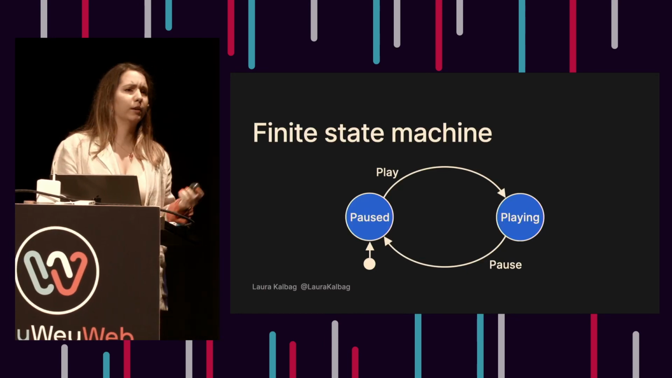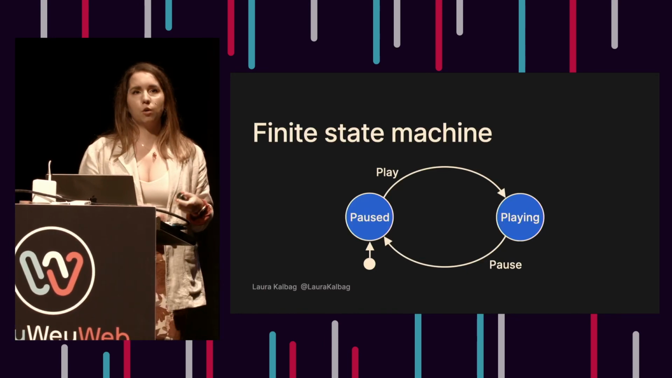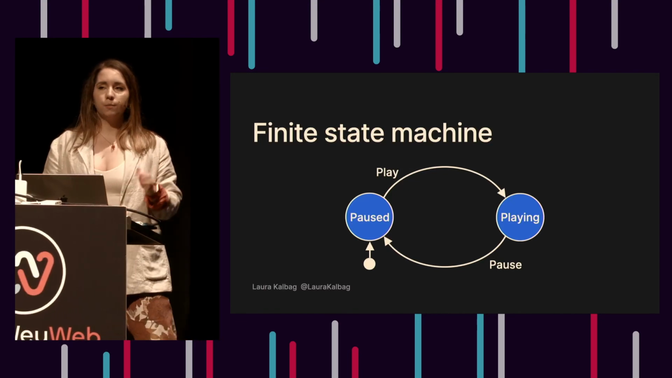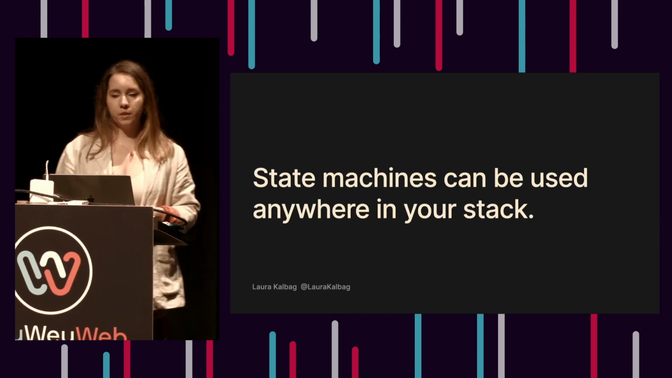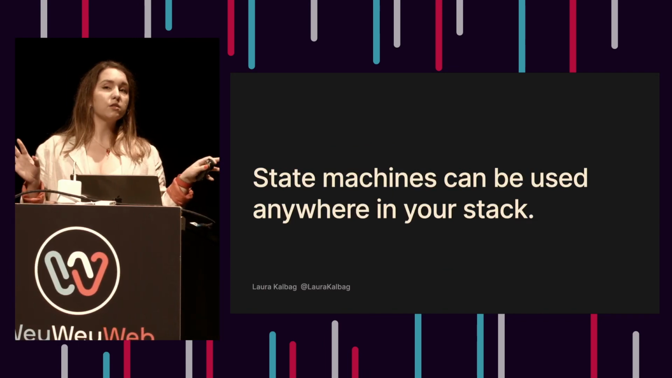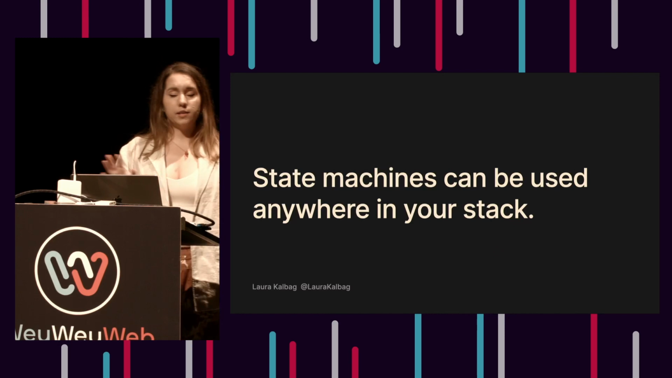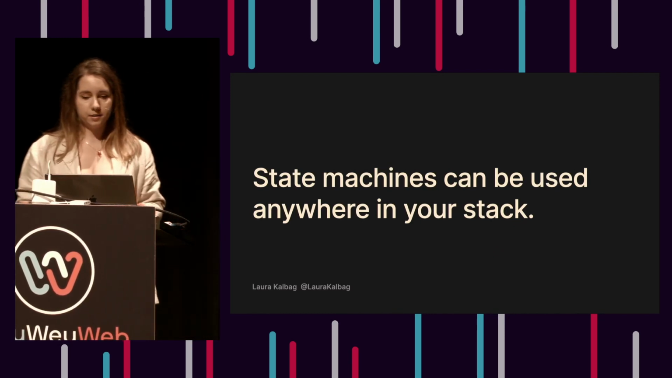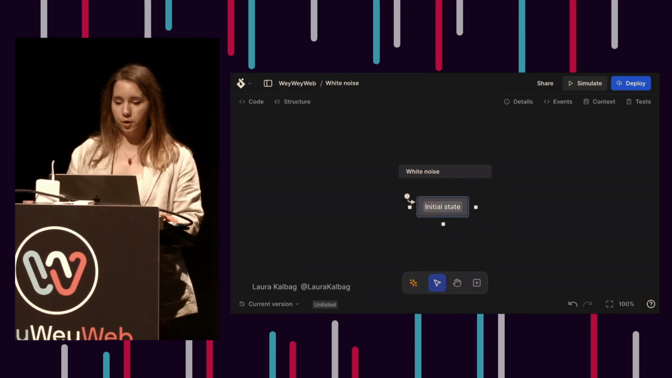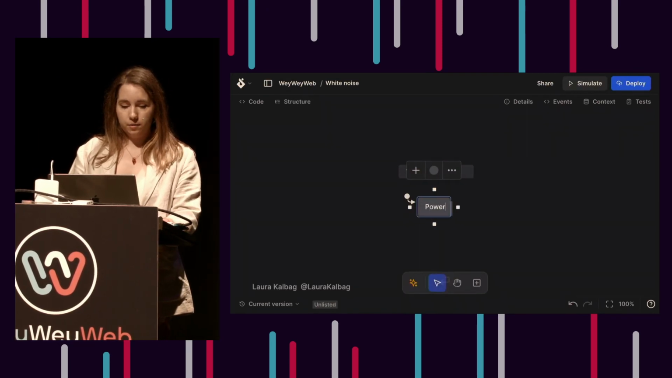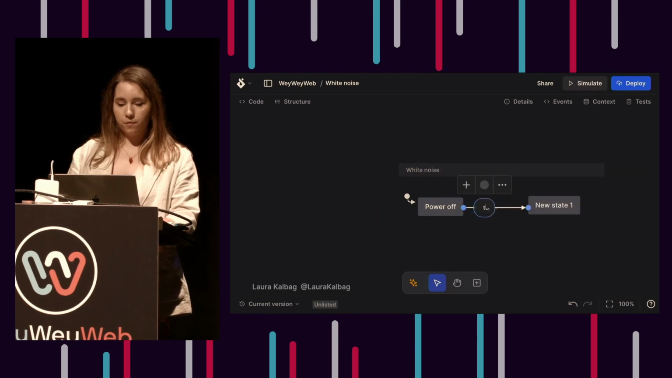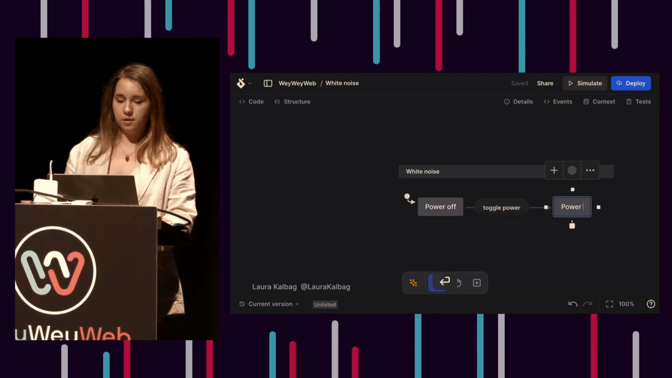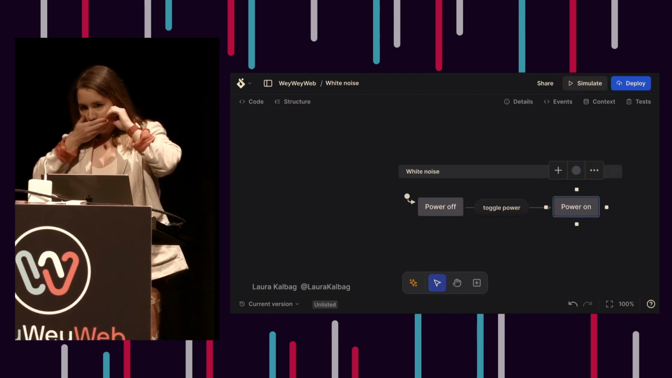State machines are also a really great visual representation of your code. So it'll tell you what your code should be doing. So I'm going to create this state machine for my app. Now, despite the front-endiness of my examples, state machines can be used anywhere in your stack, and I'll show you some examples for that a bit later. So I'm going to start off by creating a state machine, and my initial state is going to be power off, and then I'm going to toggle the power, that's my event, and then power on.